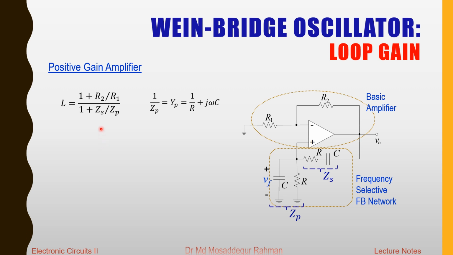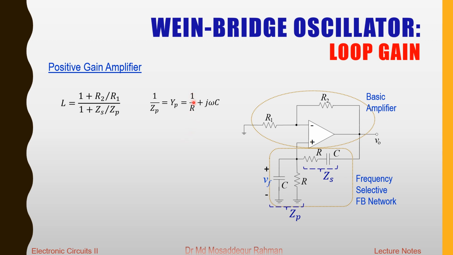Now in this expression we have Zs, the series combination, and we have 1 over Zp, which we call the admittance. Here we have the two parallel branches R and C. In this case the admittance of the parallel branch is equal to the summation of the admittances of the individual branches.